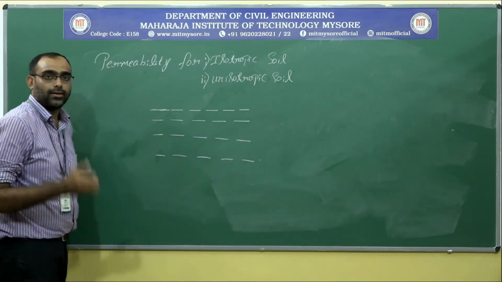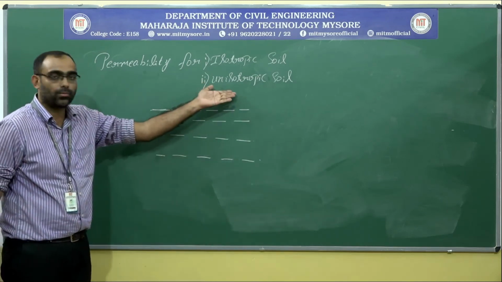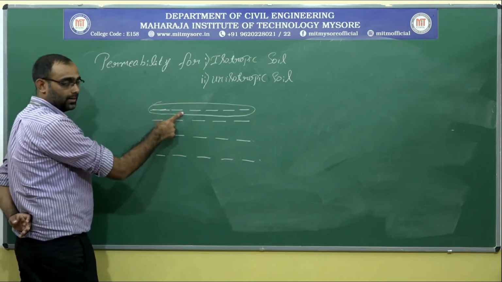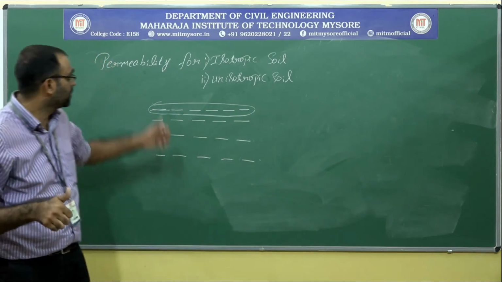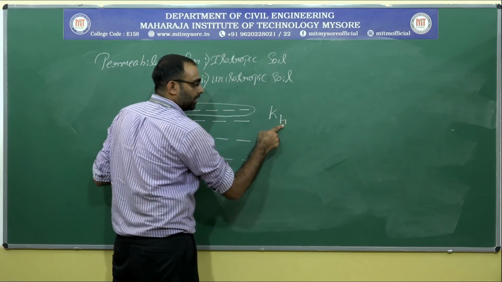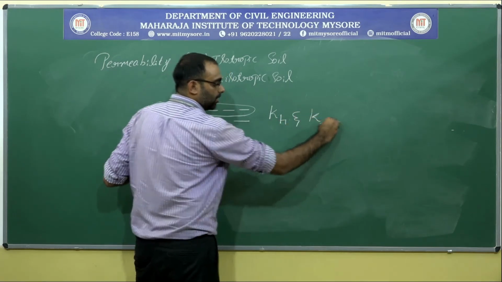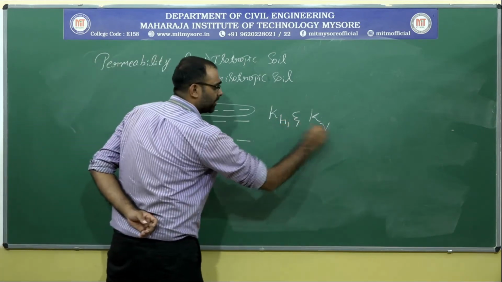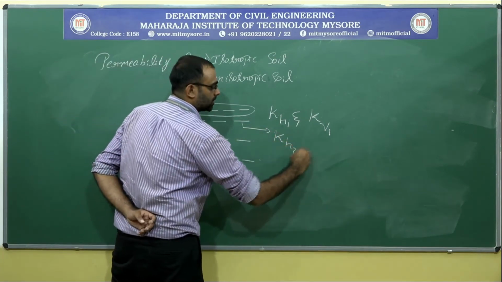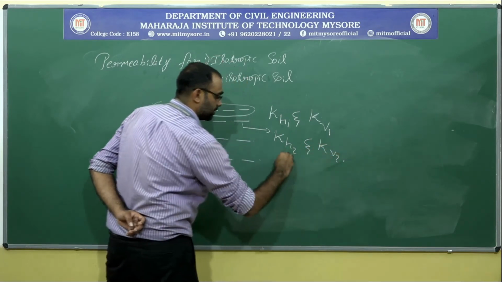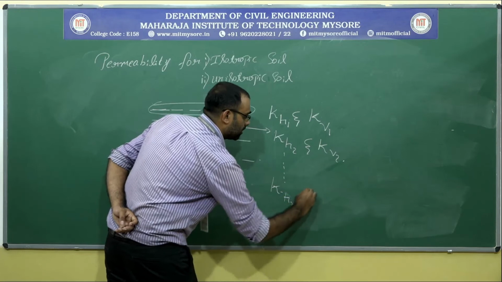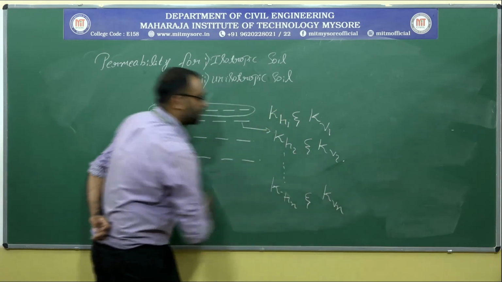If you want to calculate the permeability of an anisotropic soil, let's say, what I will be doing is collecting the soil sample in this first layer, and testing it for the permeability value, calculating it in the horizontal direction as well as in the vertical direction. Let's say KH1, KV1, and if I calculate the permeability in the second layer, it will be KH2 and KV2. Similarly, you can calculate up to the bottom layer of the soil, like this.